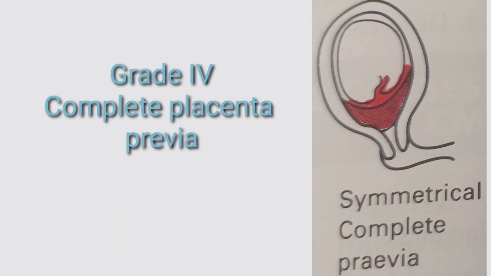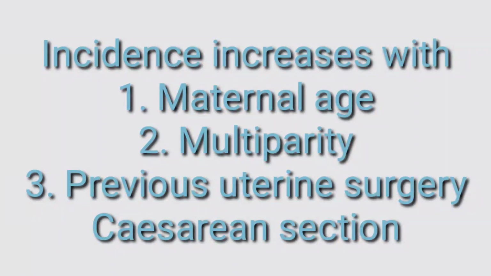Now we are going to look at certain associations and certain incidences in which there is a great risk of developing placenta previa. The risk and incidence of placenta previa occurrence increases with maternal age. Whenever maternal age is increased, there is a likely possibility of placenta previa, and not only placenta previa, but certain fetal abnormalities as well.